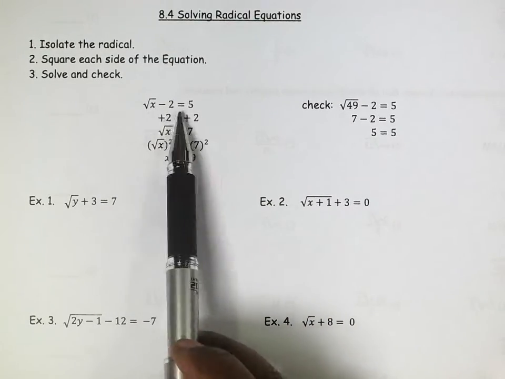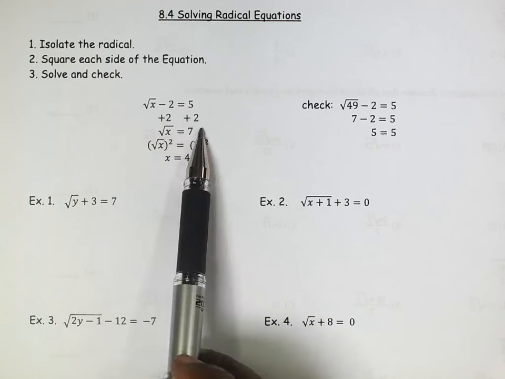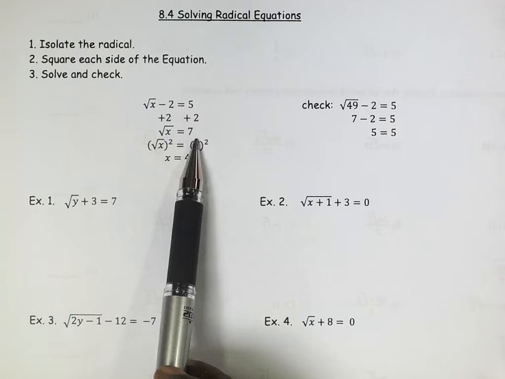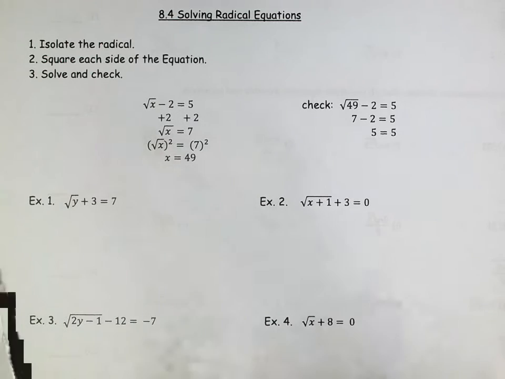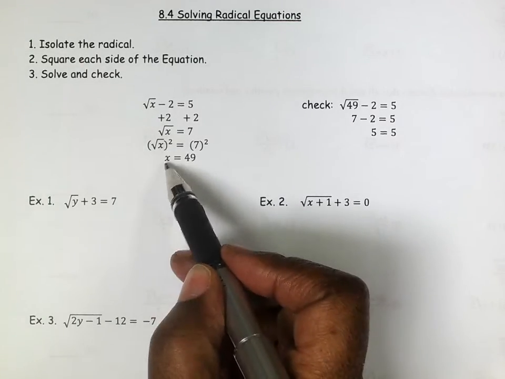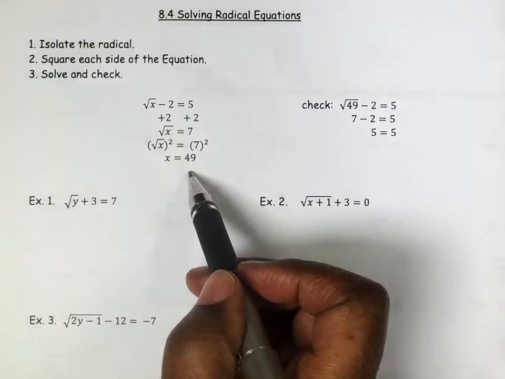Square root of x minus 2 equals 5. So we want to get the radical by itself by adding 2 to both sides. And then you have square root of x is equal to 7. So we talked about in 8.1, when you square a radical, it gets rid of it. When you take the square root of something squared, then it gets rid of the exponent. So we're using the fact that when you square a square root, you just get what's inside, the radicand. So we get x here, 7 squared is 49.